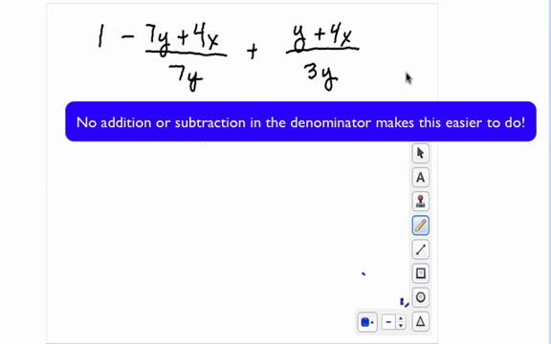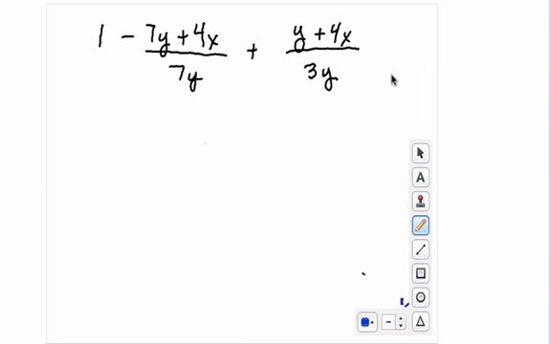And so I basically have a 7 and a y, and over here I have a 3 and a y. So I can separate those from each other because they're not connected to any addition or subtraction. So I can see that I'm going to need a 3, a 7, and a y for my common denominator, or 21y. So we need to get a common denominator of 21y for each of these 3 terms.